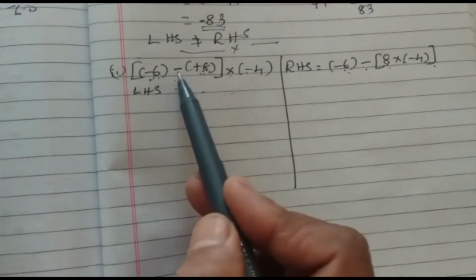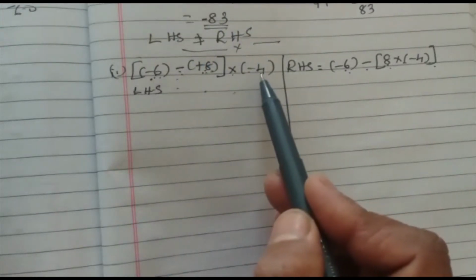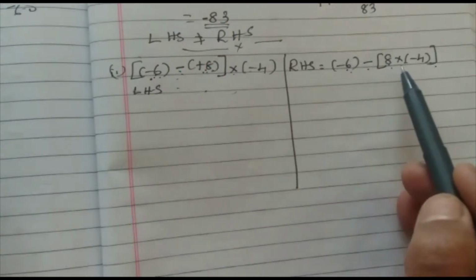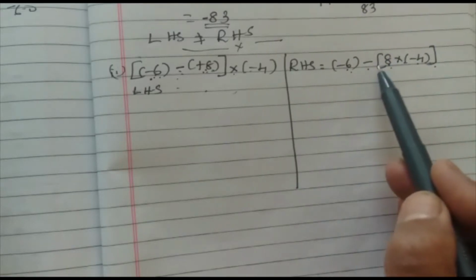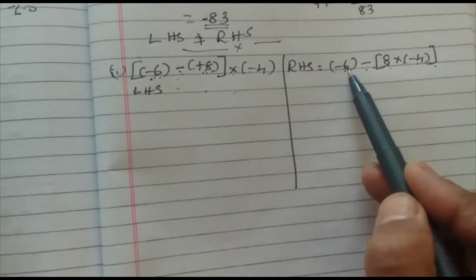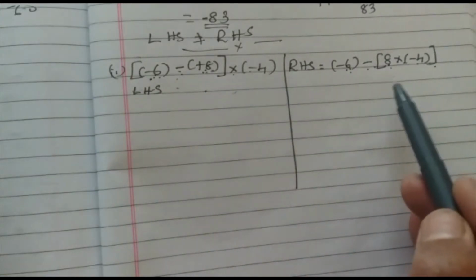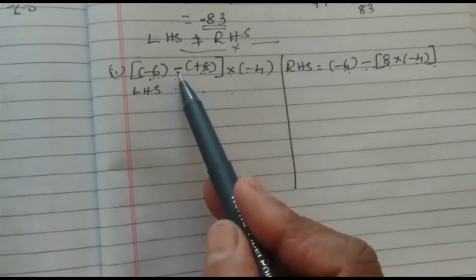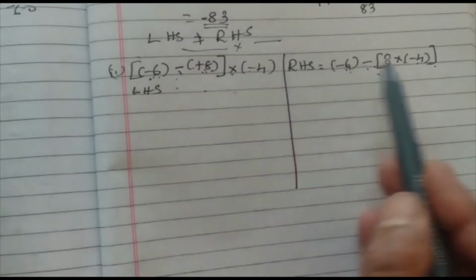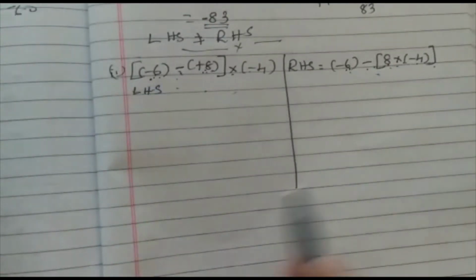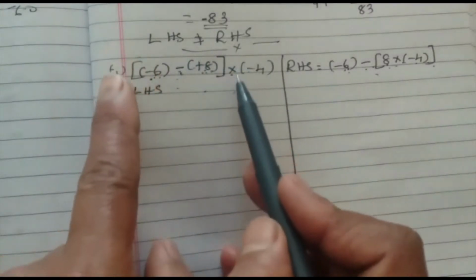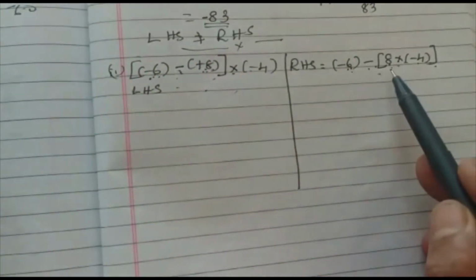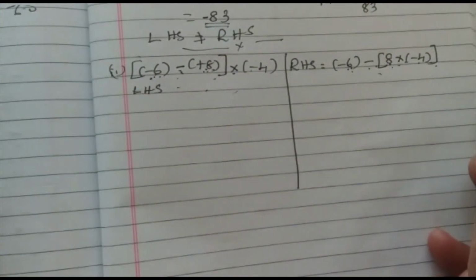Minus 6 and 8, we are subtracting first, then multiplying with minus 4. But here we are multiplying 8 into minus 4, and then that answer we are subtracting from minus 6. The numbers are the same, the operations are the same here: subtraction, subtraction, multiplication, multiplication. But we have changed the order of the numbers, the grouping. Here we have grouped the first 2 numbers, here we have grouped the second 2 numbers. So let us check whether we are getting the same answer.